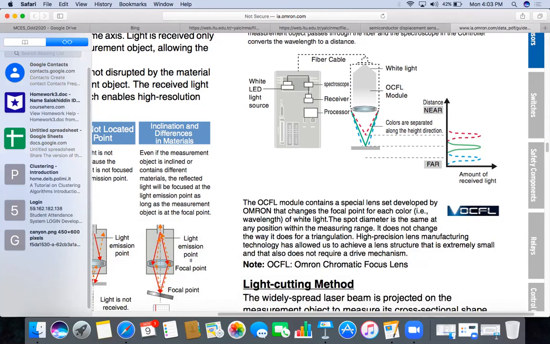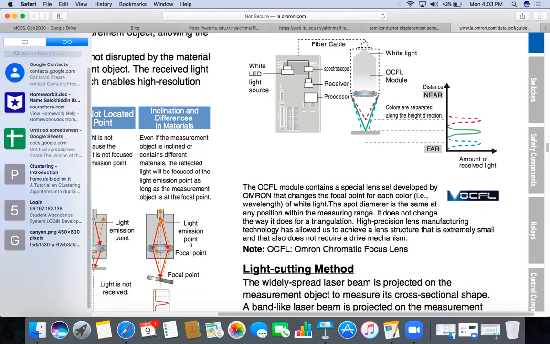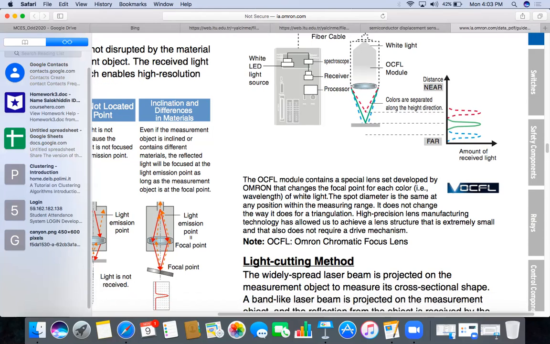The OCFL module contains a special lens set developed by OMRON that changes the focal point for each color of the white light. The spot diameter is the same at any position within the measuring range. It does not change the way it does for a triangulation. High precision lens manufacturing technology has allowed us to achieve a lens structure that is extremely small and that also does not require a drive mechanism. OCFL full form is Omron Chromatic Focal Lens.